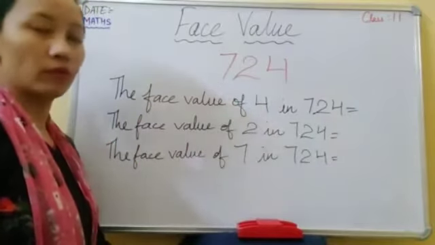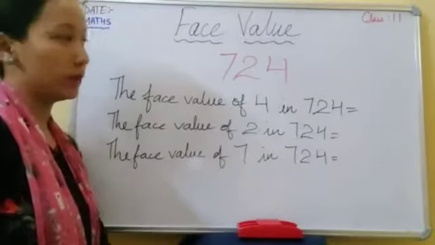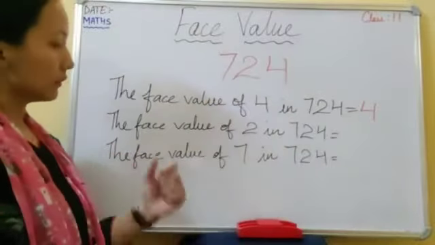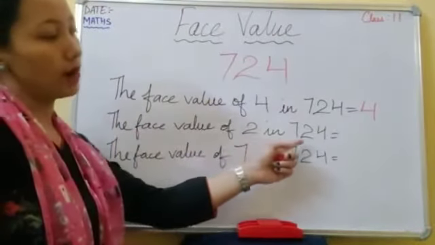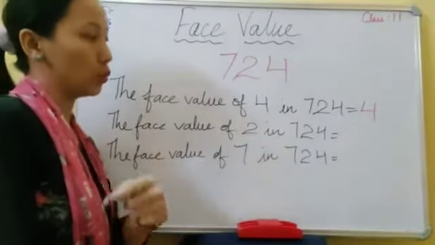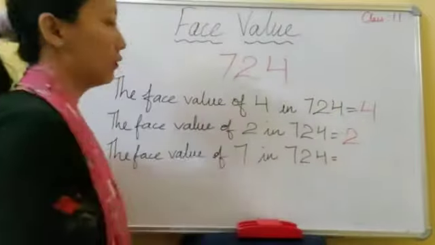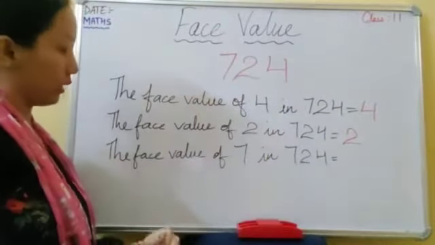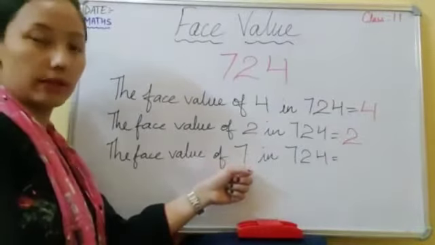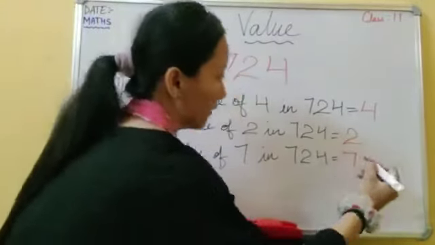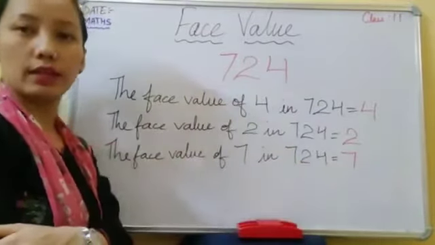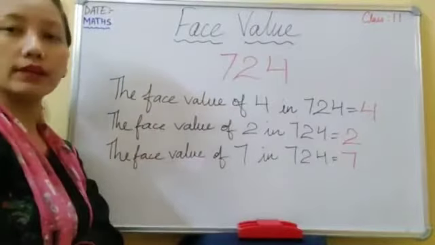What will be the face value of 4? Yes, the digit itself. That means 4. So write 4. The face value of 2 in 724 will be the digit itself. That means 2. The face value of 2 is 2. Okay. The face value of 7 in 724, the digit itself, that is 7. So write 7. The face value of 7 in 724 is 7. So students, this is your face value.